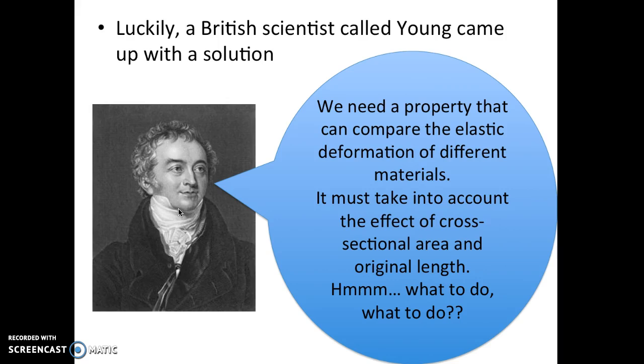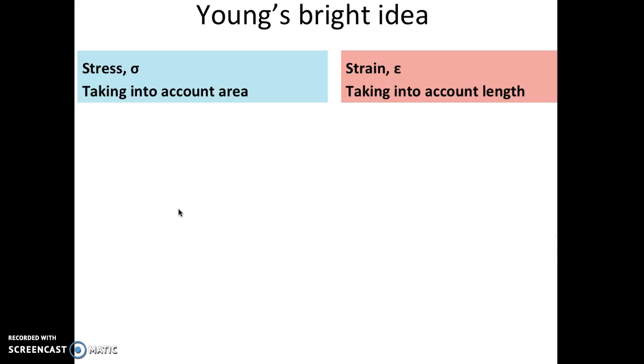Thomas Young thought, we need a property that can compare the elastic deformation of different materials. It must take into account cross-sectional area and original length. What to do? What to do? He thought about it for quite a while, and he had a very bright idea, and he decided to split this problem into two parts. So there's the one of the effect of area and the one of the effect of length. Let's start with area. So he came up with a property, stress, signified by this Greek letter here, sigma.